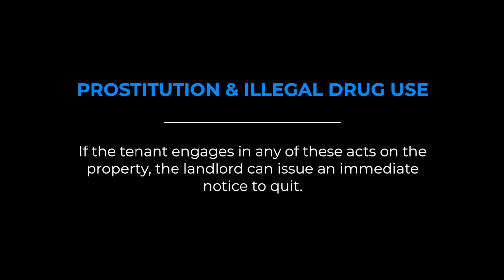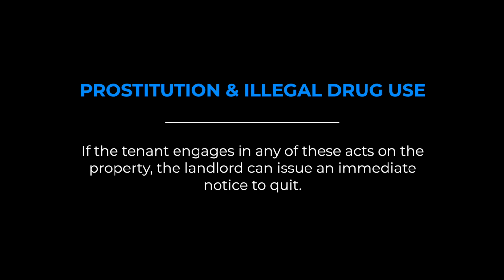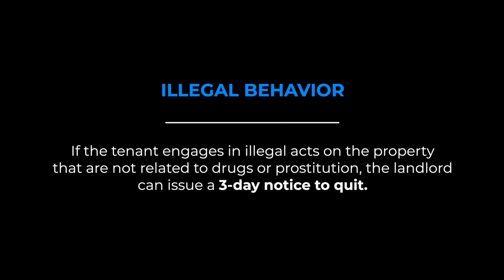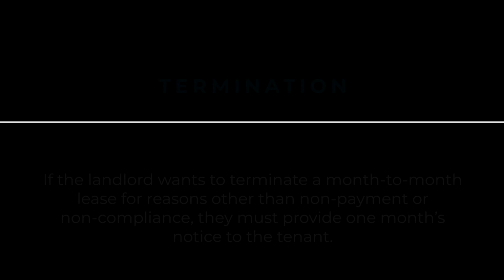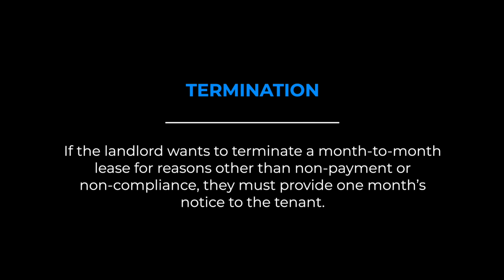Prostitution and illegal drug use. If the tenant engages in any of these acts on the property, the landlord can issue an immediate notice to quit. Illegal behavior. If the tenant engages in illegal acts on the property that are not related to drugs or prostitution, the landlord can issue a 3-day notice to quit. Termination. If the landlord wants to terminate a month-to-month lease for reasons other than non-payment of rent or non-compliance, they must provide 1 month's notice to the tenant.